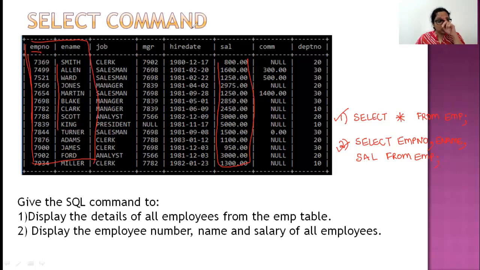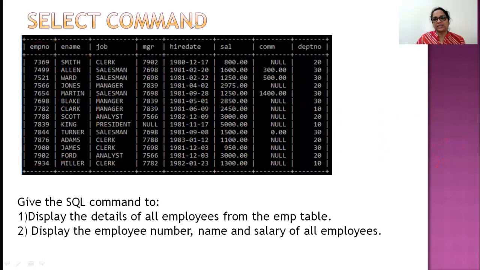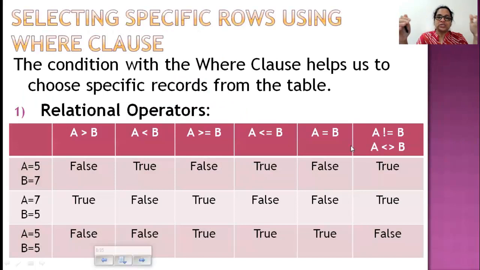Clear? So these two commands were without the where statement. Why? Because there was no condition mentioned in the question. Now, what do I mean by mentioning conditions? Let's go ahead and see that. When you have conditions in the question, you need to specify the where keyword or the where clause. So you write the word where and you write a condition.